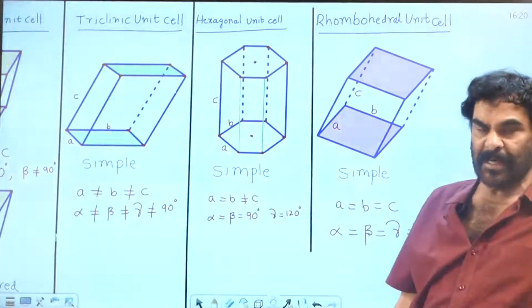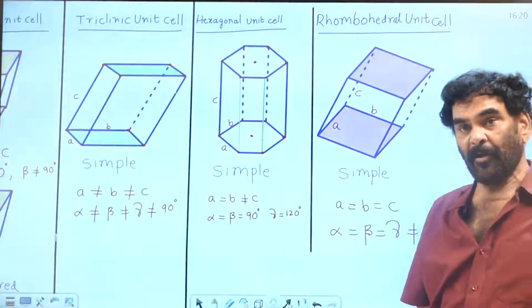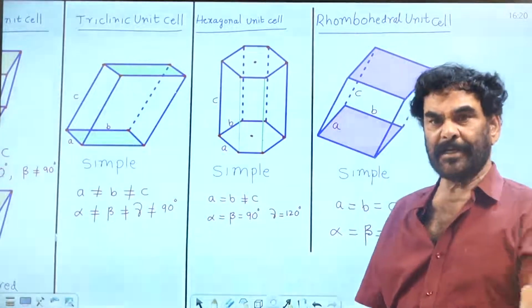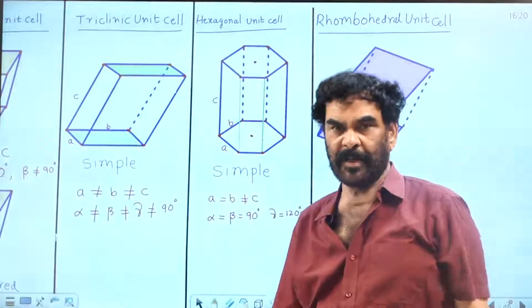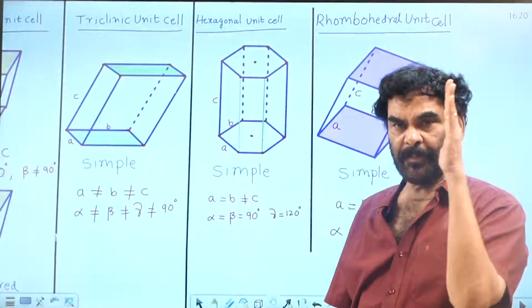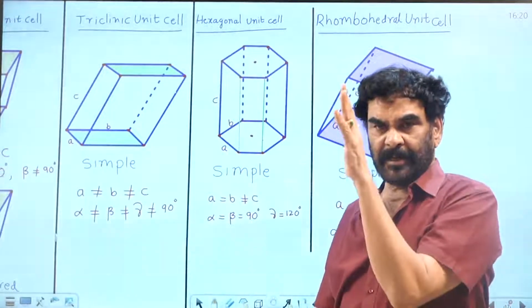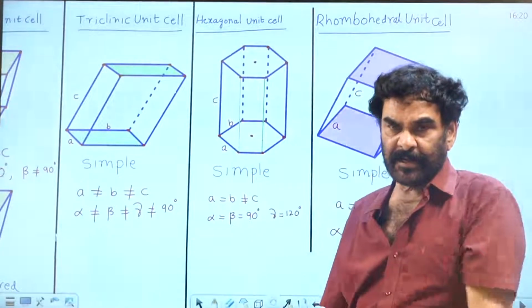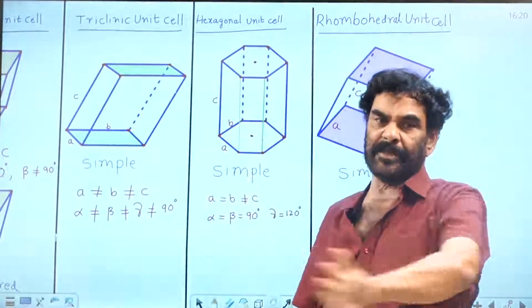In the previous class we have seen that based on the location of the lattice points, unit cells are classified into 4 types: the primitive type, the body centered unit cells, the face centered unit cells, and the end centered unit cells.